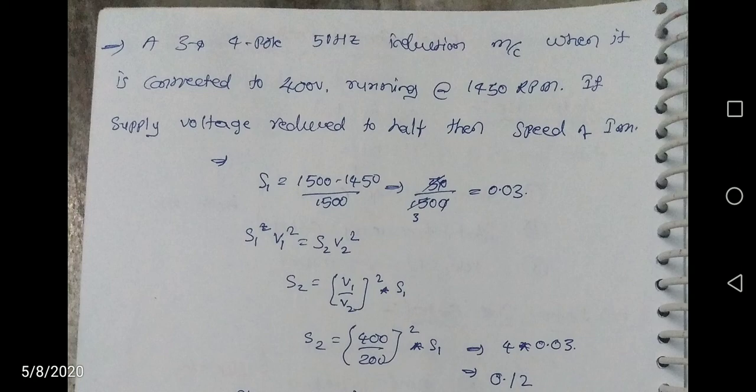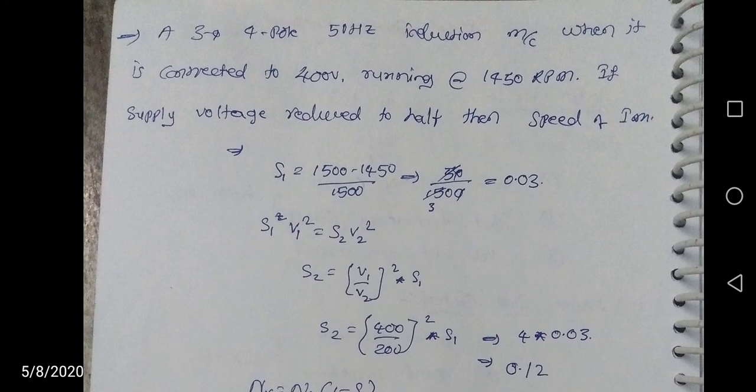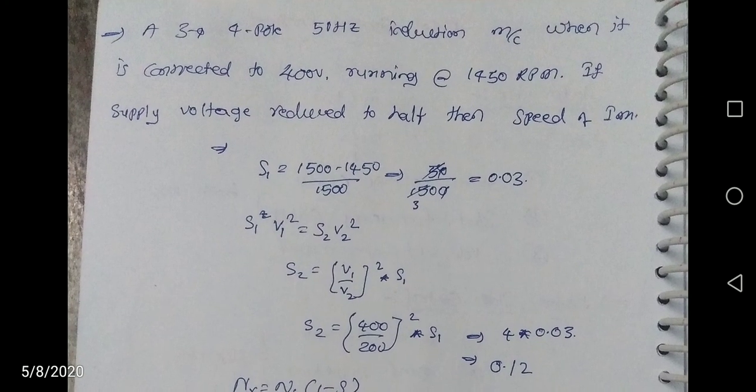In this problem, voltage is reduced. The voltage is reduced means slip must increase. So we have to find the new slip. We know the formula: torque T equal to S1 V1 square, and torque equal to S2 V2 square. Here torque is constant in both conditions, so S1 V1 square equal to S2 V2 square.